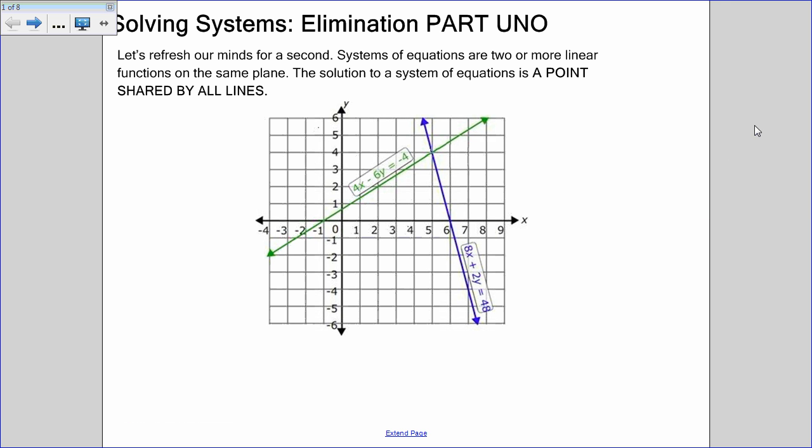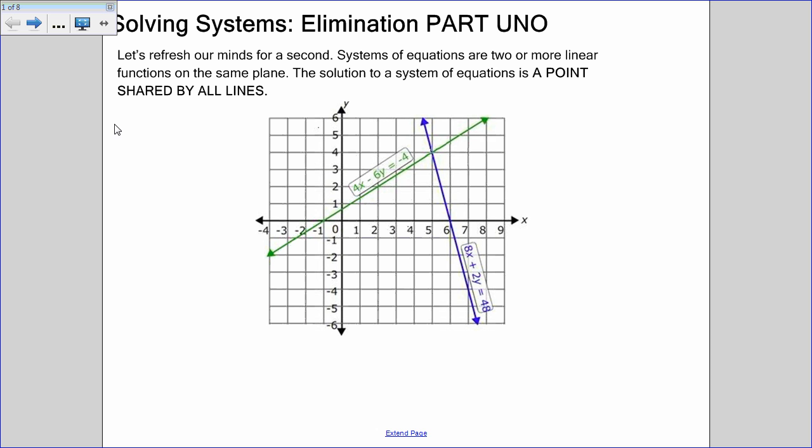All right, this is our first video on solving systems of equations using elimination. To refresh our minds, let's look back and talk about some of the other ways that we've said we can solve systems of equations. Think back to your last two units, your last two packets we've done. The first one might be a hint from this picture right here.